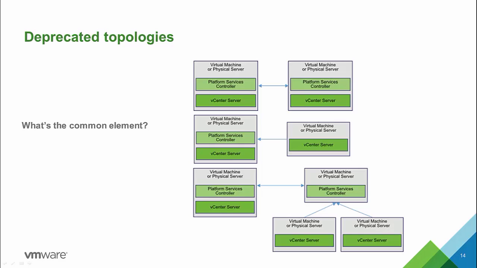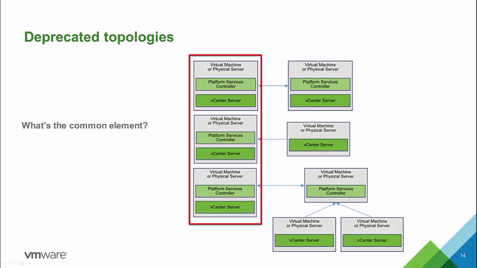The second one is having an embedded installation synchronizing with an external vCenter server. So using the platform service controller of the embedded installation for a standalone vCenter apart from the one that comes embedded, that is also not supported anymore. And last, using an embedded installation with an external platform service controller that is linked to the one that is in the embedded installation, that is also not supported.